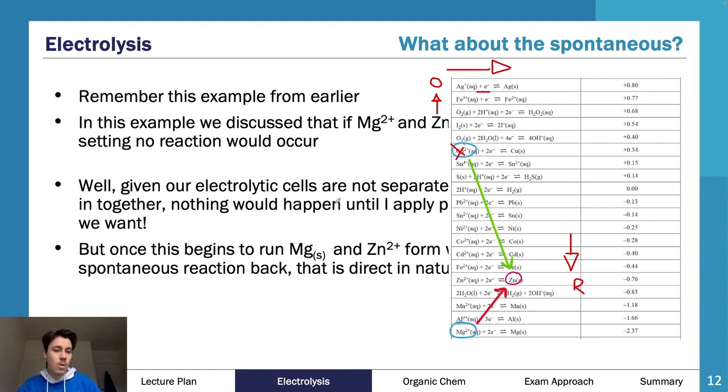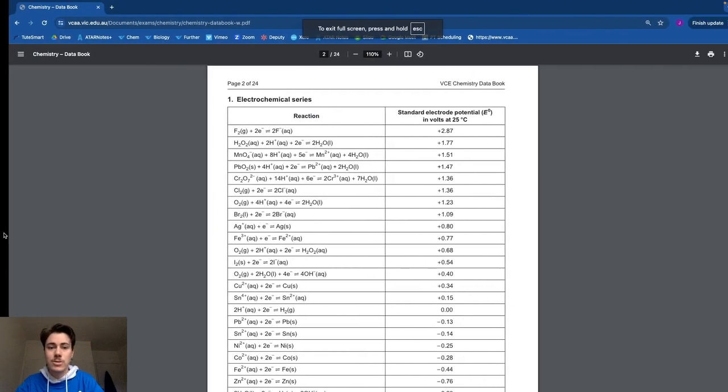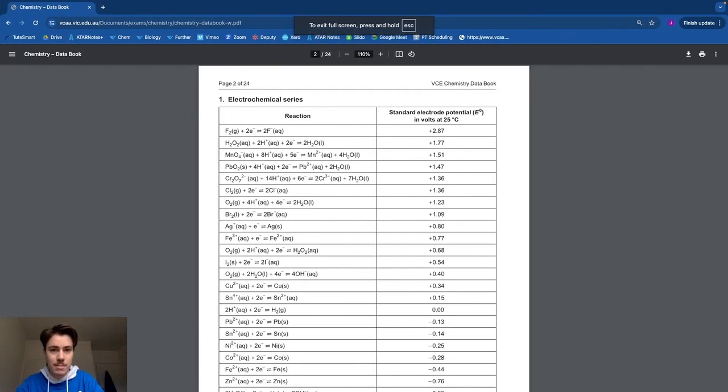For some reason, this is all being cut off, which is woeful. So give me 1 second. I am going to fix that up.